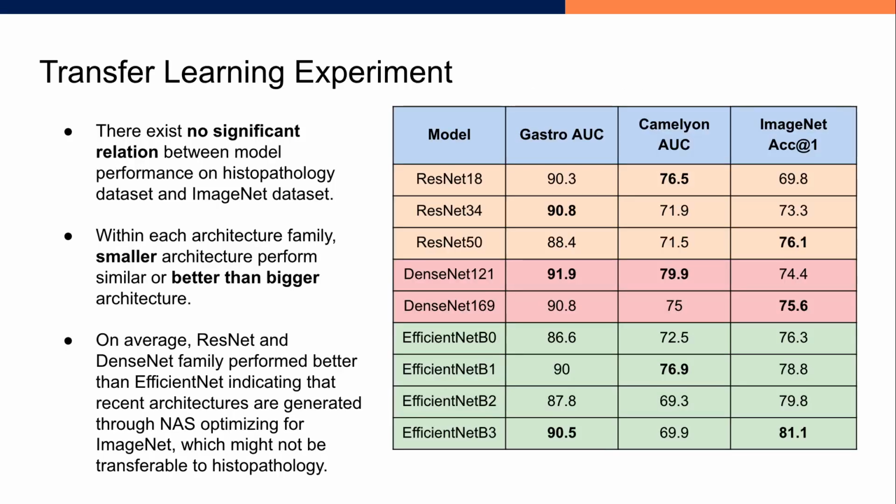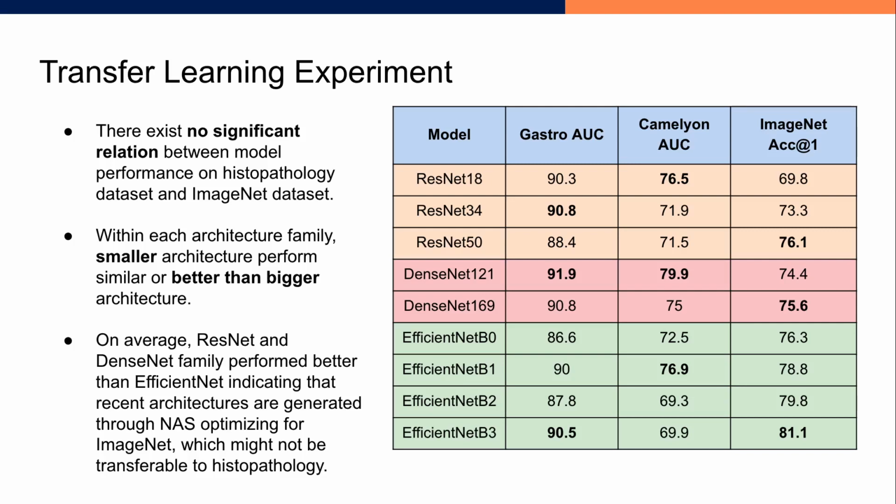In our transfer learning architecture, we investigated if the performance gains observed with ResNet, DenseNet, and EfficientNet architectures on ImageNet are transferable to histopathology data. We observed that there is no significant relationship between histopathology AUC and ImageNet top-1 accuracy. We observed that within each architecture family, smaller architectures achieve similar if not better performance compared to bigger architectures, as can be seen in the table. We conclude that increasing complexity within the model does not yield an increase in histopathology performance.